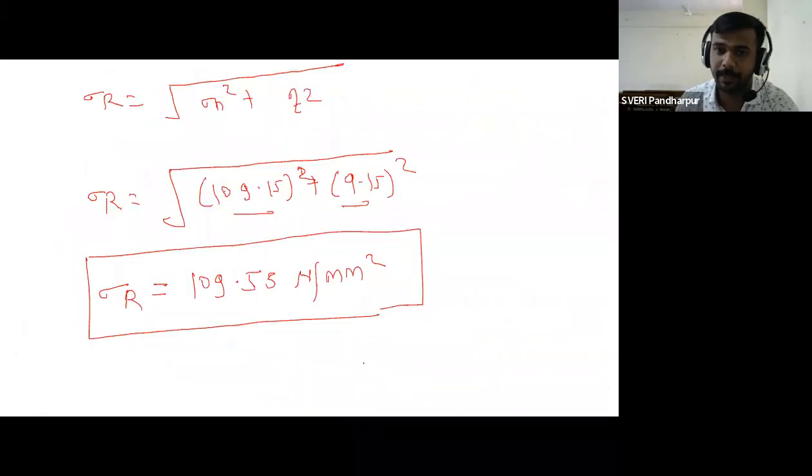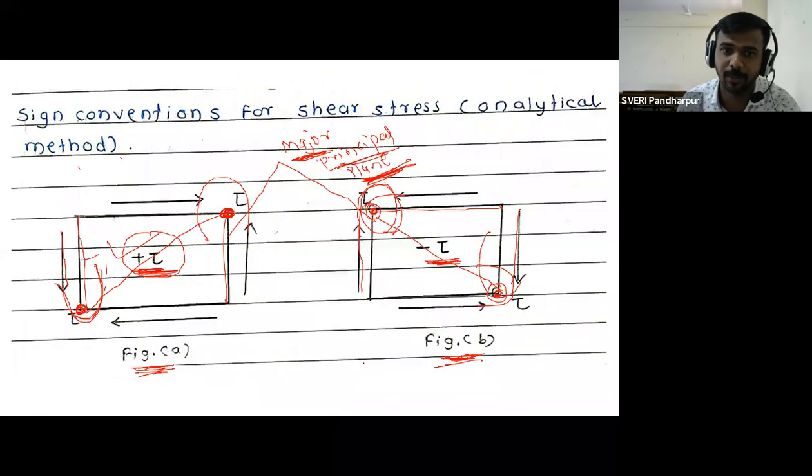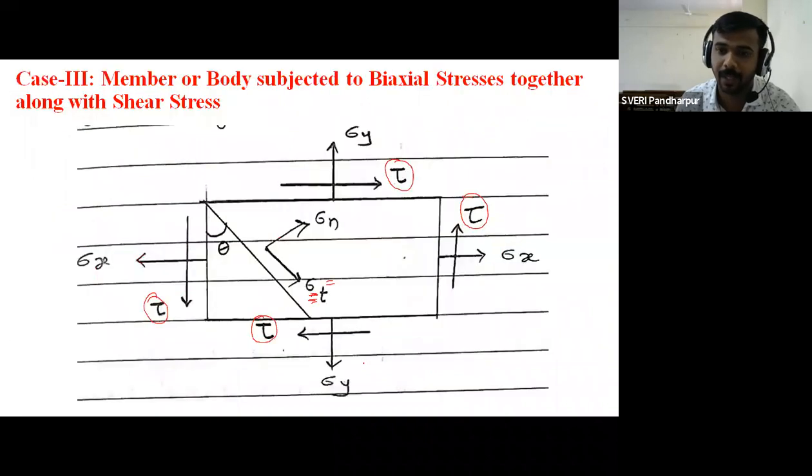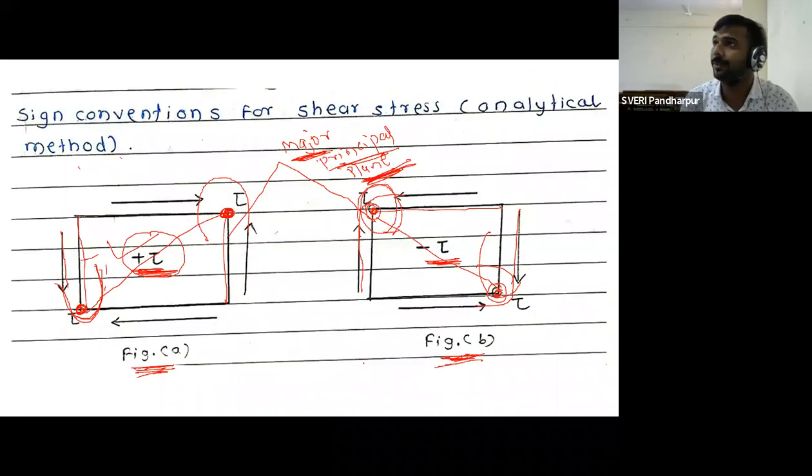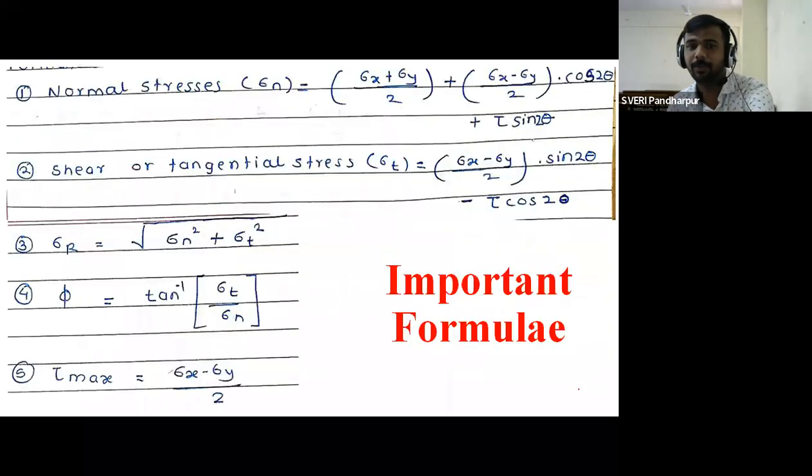In the previous lecture we discussed all the important concepts related to case number 3, and then we discussed the sign conventions for the shear stresses. For that purpose we took two important statements. For the sign conventions for the shear stresses, we took the major principal plane. If the shear stress is rotating anti-clockwise to the major principal plane, we take it positive, and if it is rotating clockwise to the major principal plane, we take it negative. So these are the sign conventions we have used.